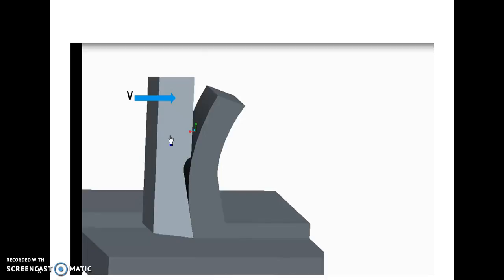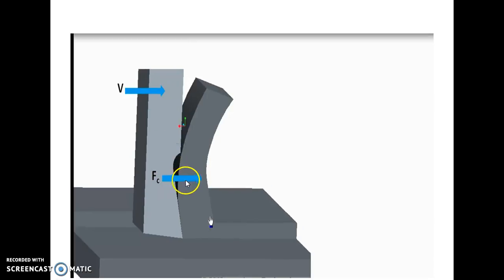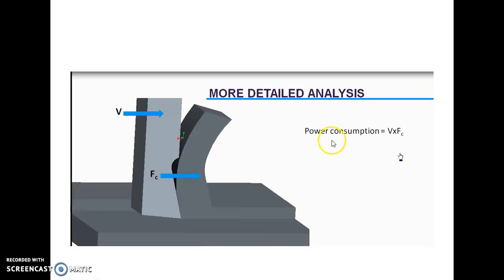Now see here, while carrying out this study, we require several analyses, and for that purpose this is shown over here. One single point cutting tool is there. Now this study is related to the orthogonal cutting tool. In the orthogonal cutting tool, the cutting edge is perpendicular to your workpiece. So this is your V, that is the velocity, and this is FC, that is the cutting force acting on the workpiece. The relation between V and FC gives the power consumption. So this is the formula: power consumption is equal to V into FC.